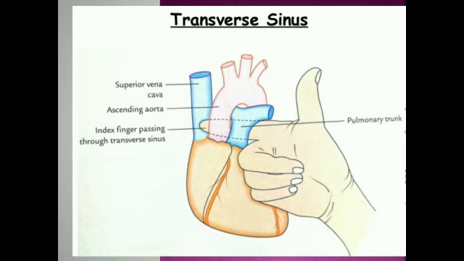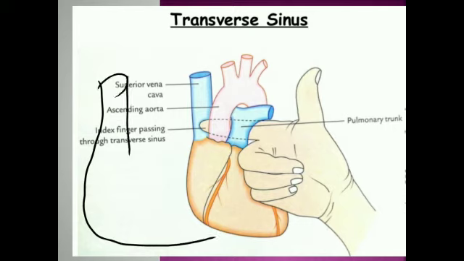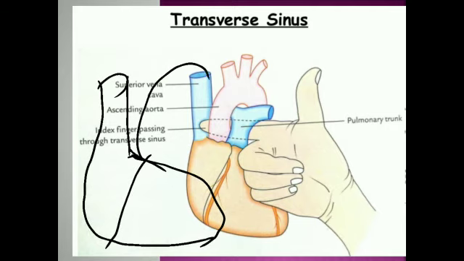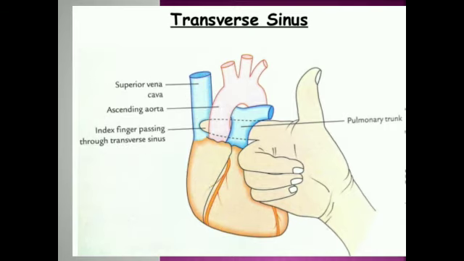Look here, you have to draw the diagram. This is how the heart is drawn. You can draw the heart. This is the arch of the aorta you're looking at, and this is the pulmonary trunk. You can see it in the figure there. The sinus you're looking at is called the transverse sinus.